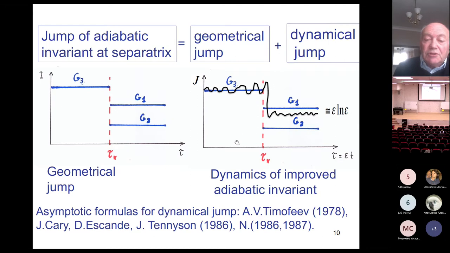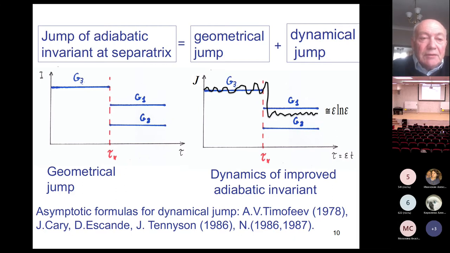The asymptotic formula for this jump was first obtained by Alexander Vladimirovich Timofeyev, a physicist from the Kurchatov Institute. And then the general formula was obtained by Cary, Escande, Tennyson, and myself.